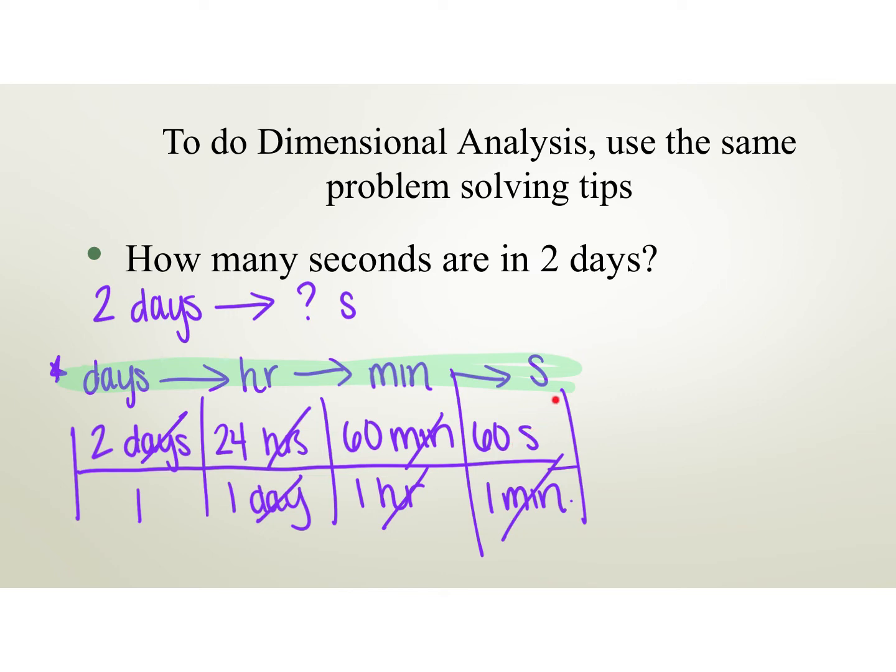This is how you know you're done. You can add as many boxes as you need to for unit conversions. You know you're finally finished when your only unit not canceled is the unit you need your answer in. Now it's time to calculate. There are lots of ways you can calculate this, but I recommend you multiply that entire top row together. So 2 times 24 times 60 times 60.